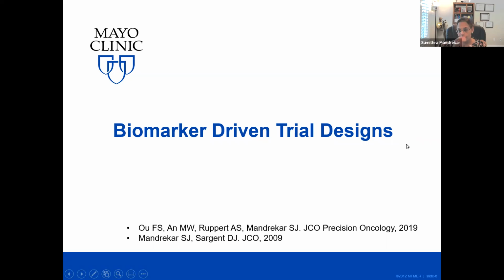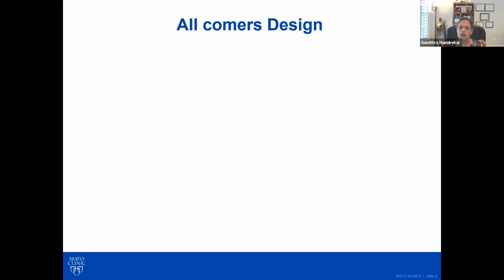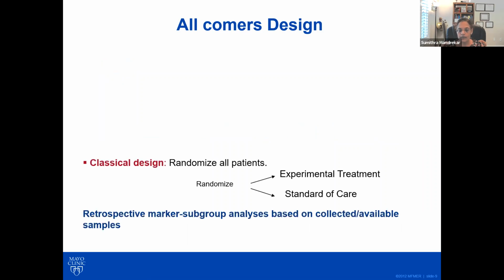The biomarker-driven trial designs really started off in the early 2000s. You can see some papers that we worked on, dating back as far as 2009 to, more recently, 2019. To talk about where we have moved the needle, it's very simple for us all to know what a classical design in any setting, oncology or otherwise, looks like. We identify patients who are eligible for the trial.